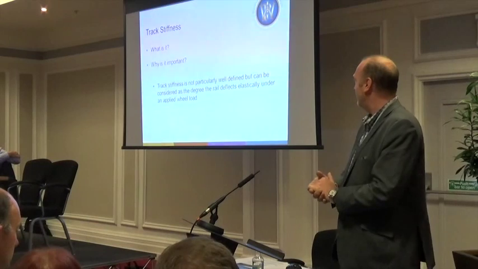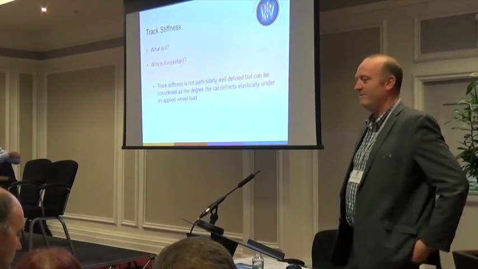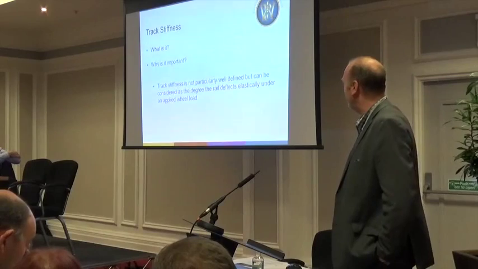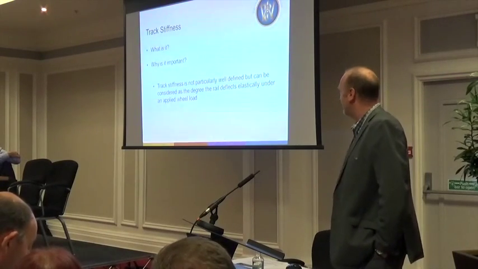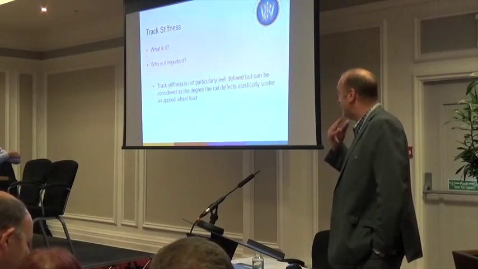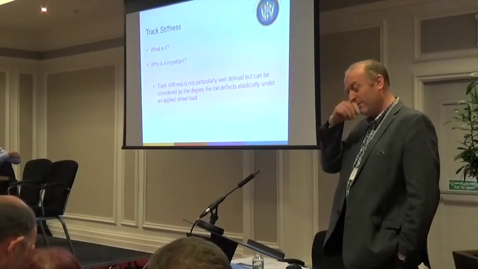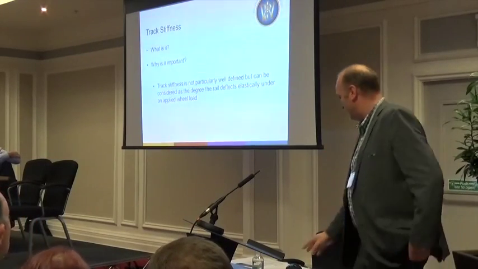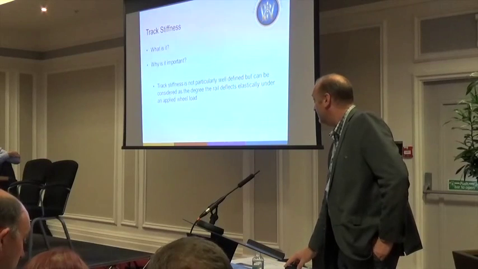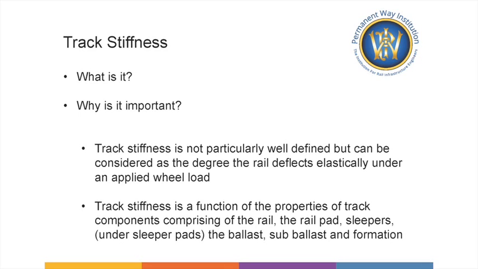So what I've taken, it's a fairly simple thing, and from what I look at from the point of view, it's where the rails are under traffic, so how much they deflect elastically under an applied wheel load. You look at that, I'll show a bit more about why that's important, what makes that up. It's quite a complex thing.